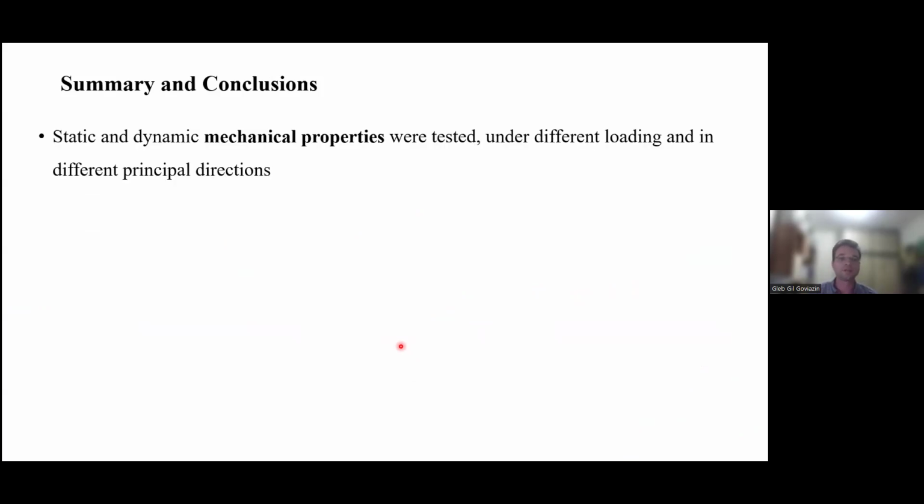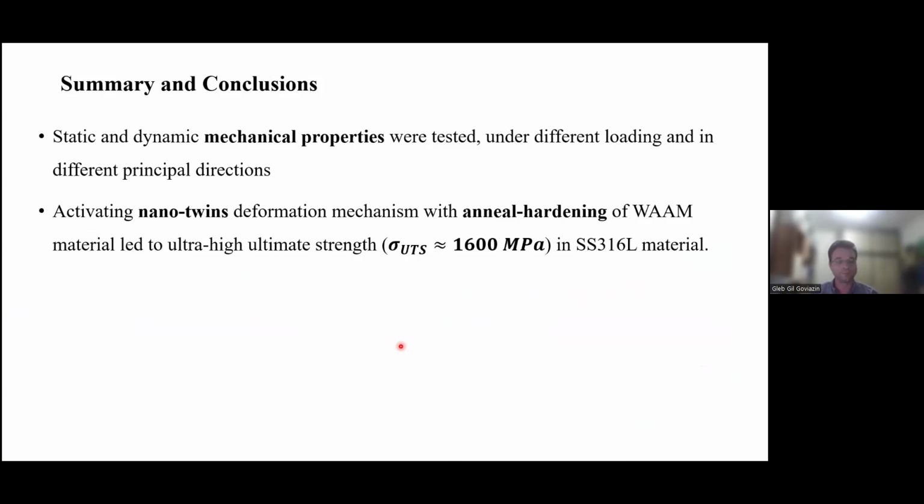So if I conclude and summarize everything right now, we started with the basic mechanical properties in different directions and different loading conditions of this specific material to see its basic mechanical properties. Then when we saw this concave upward behavior, we continued, and we were able to activate nanotwins using a large plastic deformation process. And then we were able to activate the anneal hardening phenomena to achieve a 316L material that reached the 1.6 gigapascal UTS point.